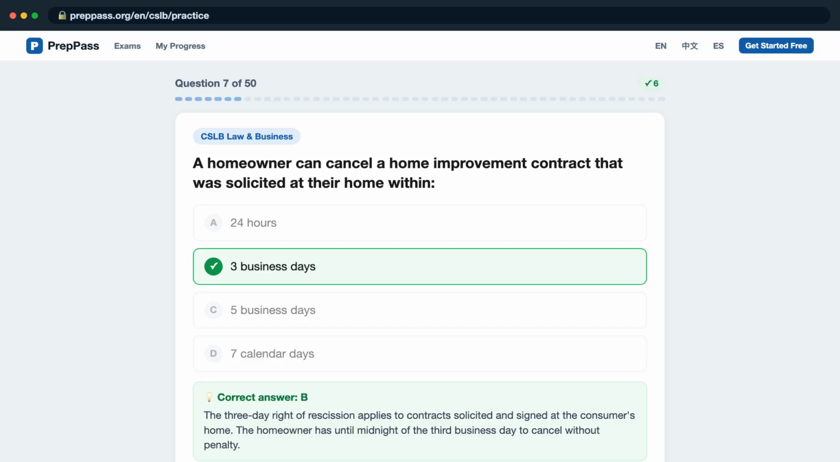The correct answer is B. The 3-day right of rescission applies to contracts solicited and signed at the consumer's home. The homeowner has until midnight of the 3rd business day to cancel without penalty.